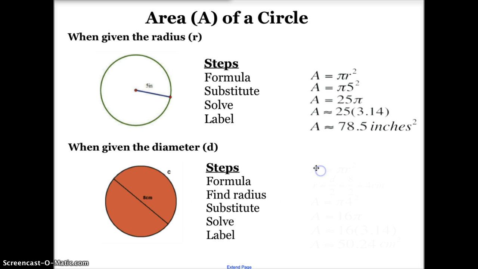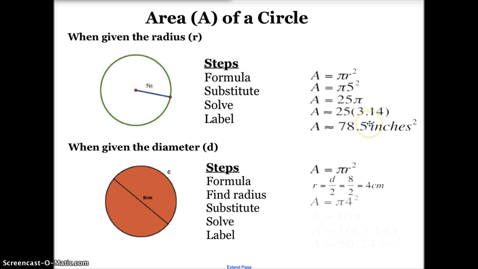The first step is to write the equation down, and that's area is equal to pi r squared. Then it says find the radius. Well, if the diameter is 8 centimeters, then the radius has to be half that. I have to divide 8 in half, and I'm going to get radius is equal to diameter divided by 2, which is 8 divided by 2, which is 4 centimeters. Now that I found the radius, I can substitute that in.